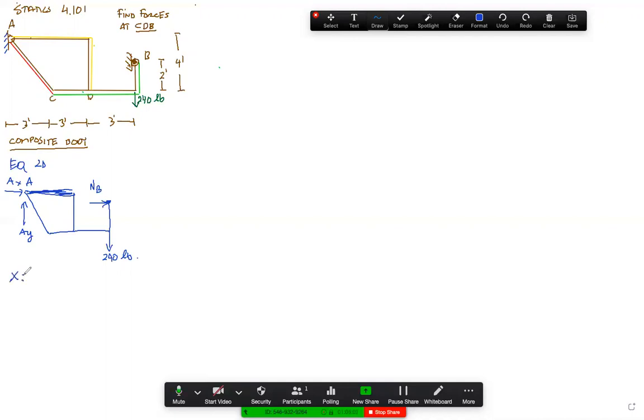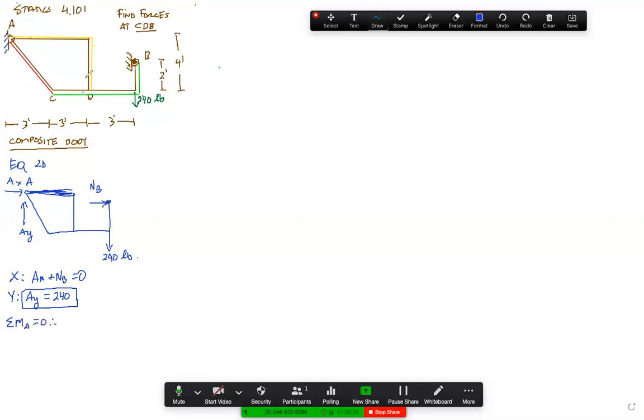So let's just go with X. Forces in X equals 0, and we'll put AX plus NB equals 0, if I'm not mistaken. Let's go with Y, and in Y I will have AY going up, which should equal 240, because the minus 240 was on this side, but putting it on the right-hand side of the equation I have 240. So right from the start I get one of those unknowns. And also let me do moment about A, equal to 0.